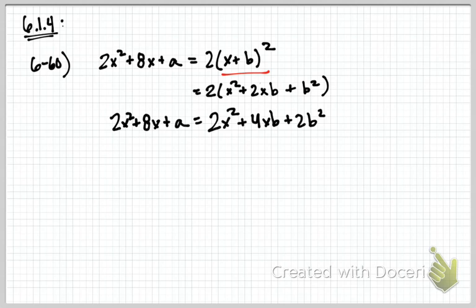Now you're going to look for some similarities. So we see some similarities between the 2x squared. That's good. And now, if we can get these two to match, then we know that our a will equal 2b squared. So right now it becomes figuring out how this is going to match up.